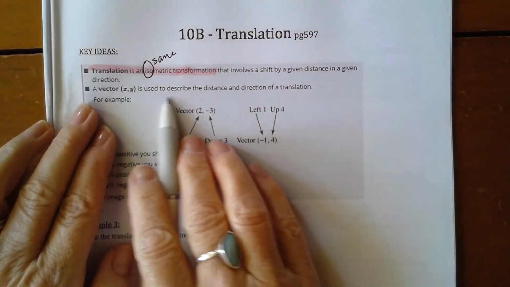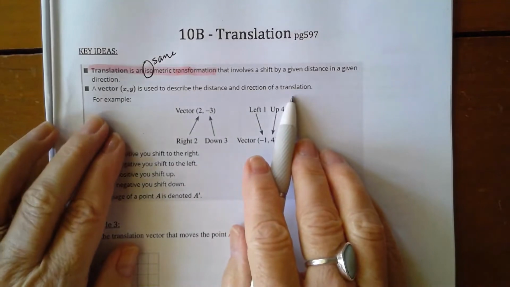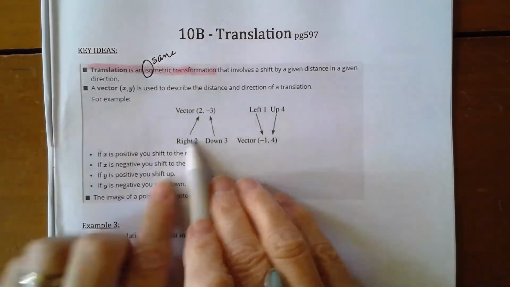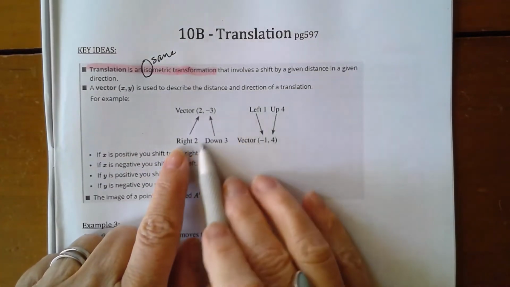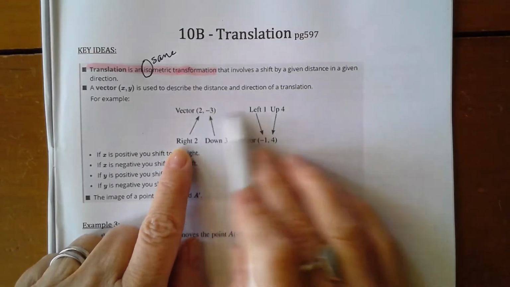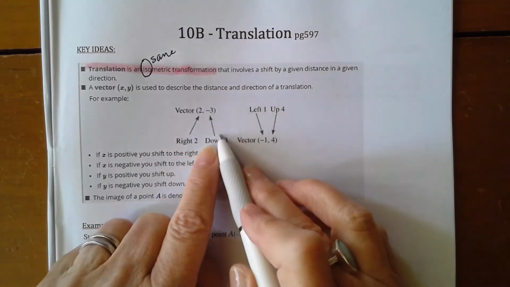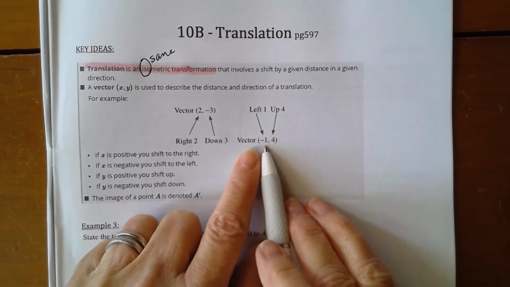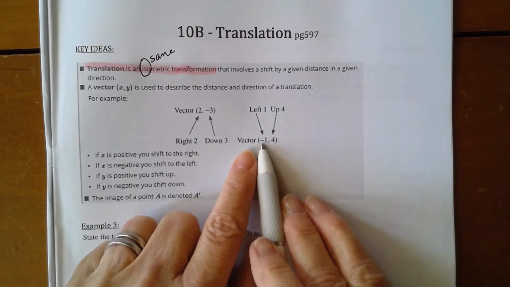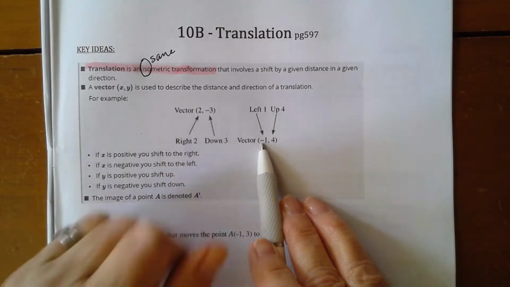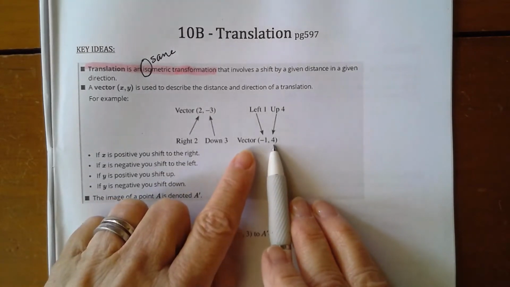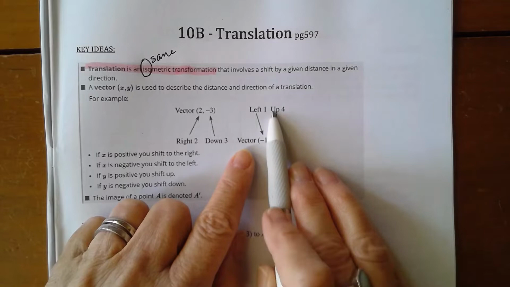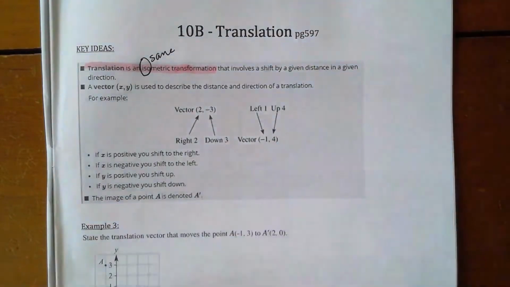A vector is used to describe the distance and direction of a translation. So in this vector, 2, -3, it means right 2 in the x direction and down 3 in the y direction. Or this vector means left 1, so 1 in the x direction going left, negative, and 4 in the y direction, or up, 4. Okay, great.